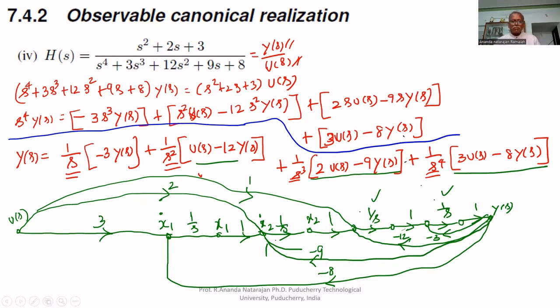Now we have to obtain here x2. Therefore, this is x3 dot. Therefore, this is x3. This is x4 dot. That's why this is x4. Now we can obtain the observable state model from this physical model. This is the physical model with how many integrators? 4 integrators. We have drawn in terms of signal flow graph instead of block diagram.